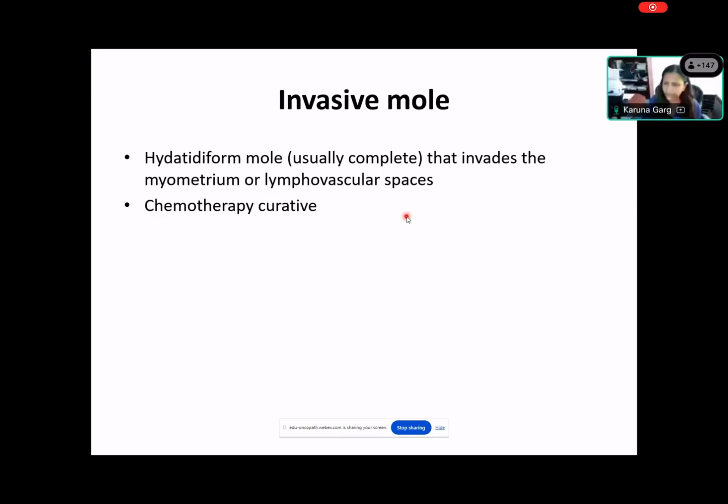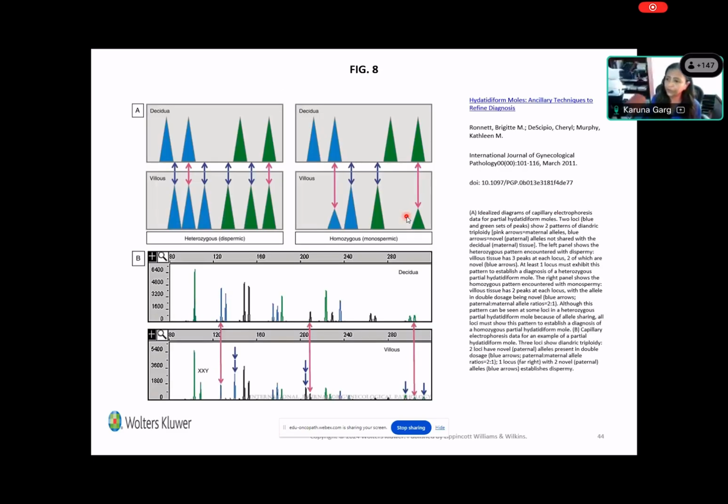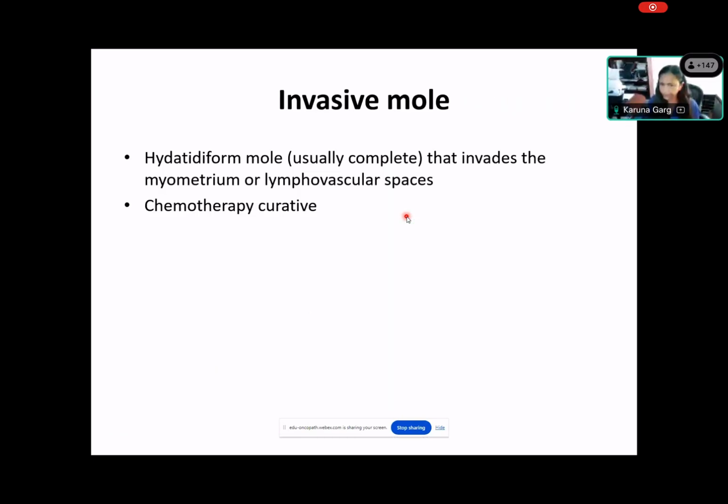So anytime we are worried about a partial mole, this is what we do. We don't do it here. We send it out to Yale, which is where this study is done, and we get a result back and report it as a partial mole or a non-molar gestation.